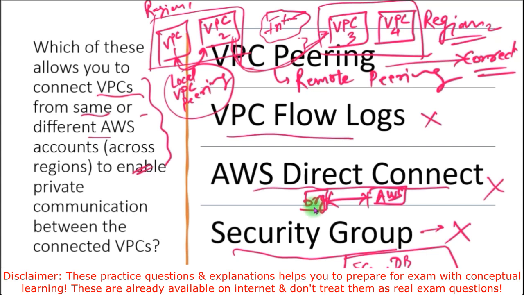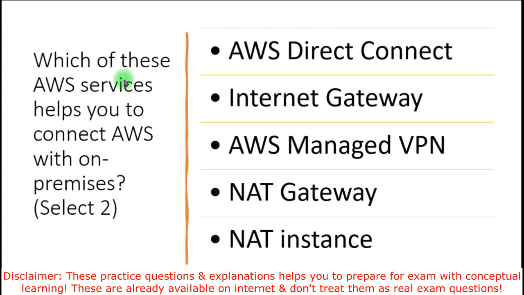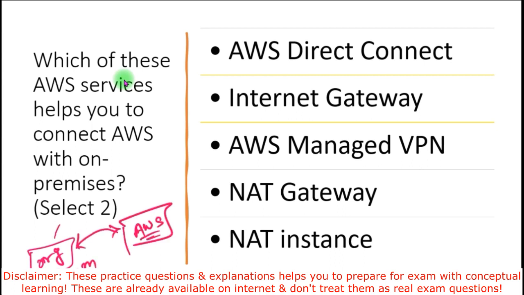Let's talk about the next question now. This question is important in terms of the exam. The question they are asking is, which of these AWS services help us to connect AWS with on-premises? That means here we have our organization that is on-prem, and here we have AWS, and we need to connect these two, or we can say we need to expand our infrastructure or organization with cloud capability. Then we use these connections. So what services can be used here? We have AWS Direct Connect, Internet Gateway, AWS Managed VPN, NAT Gateway, and NAT Agents.